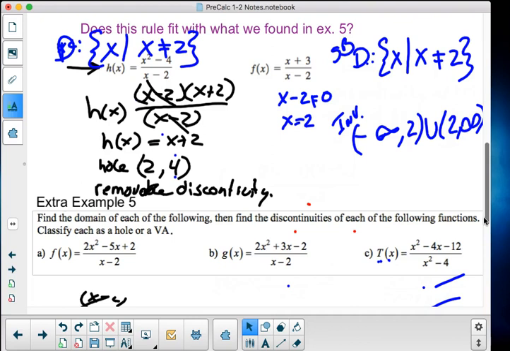Now, the extra examples. I want you to try 5A. Find the domain of each of the following, then find the discontinuities of each of the following functions. Classify them as a hole or a VA. Remember, holes are removable discontinuities. VAs, vertical asymptotes, are infinite discontinuities.